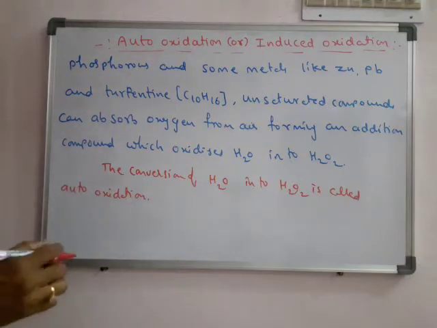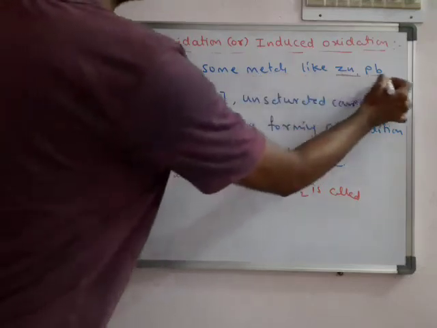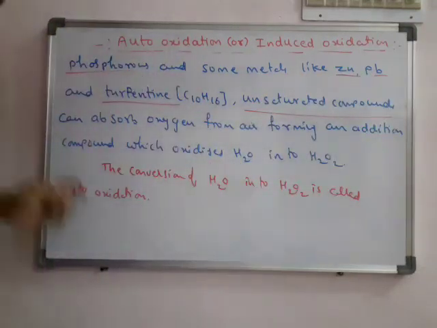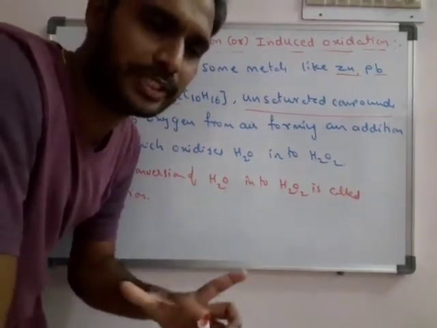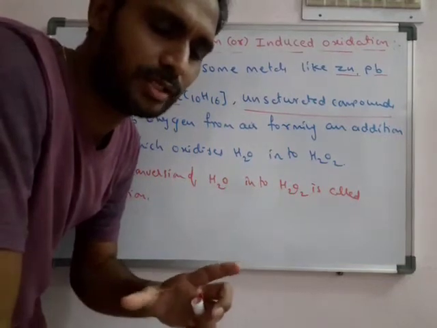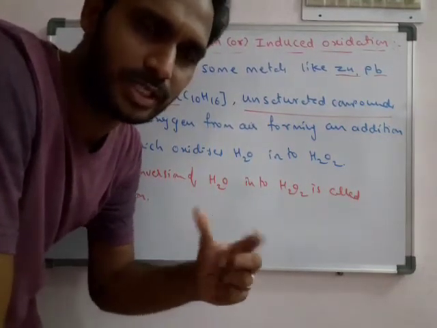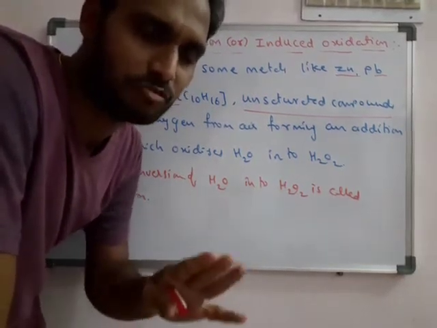Here one more important, so one common example can be phosphorus, some metals like zinc, lead, turpentine or unsaturated compounds is known. Here the main important one is unsaturated, this is an unknown compound for you. Unsaturated compounds: generally in organic compounds, carbon can form single bonds with other carbons, or double bonds, or triple bonds. There are three choices present for carbon.